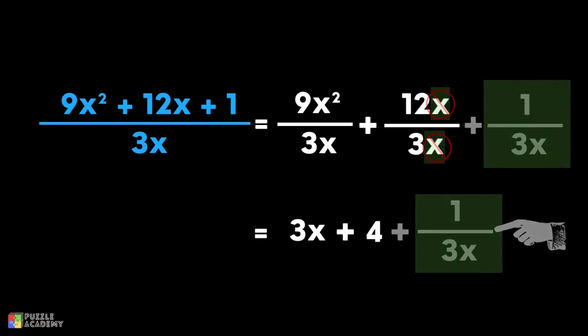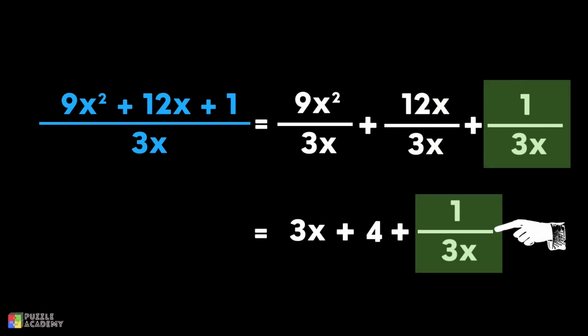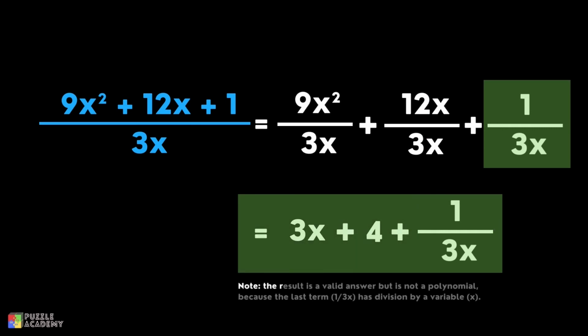In the third term, we couldn't simplify 1 over 3x any further. That is as far as we can get, but the answer is still simpler. We have to take note that the result is a valid answer, but it is not a polynomial because the last term, 1 over 3x, has division by a variable x.